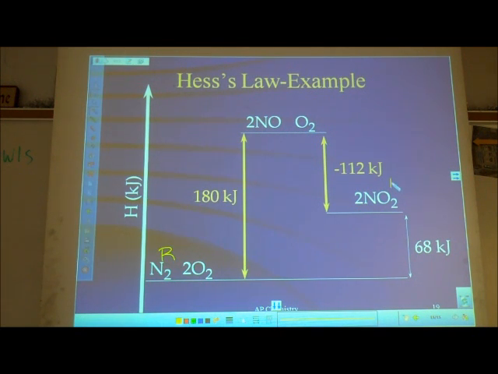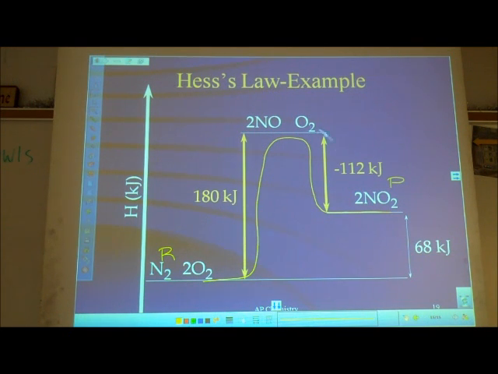Reactants, products. Does that shape look familiar? We've seen these energy curves before. Would this shape indicate an endo or exothermic reaction? Endo. It's generally uphill. Products are higher than reactants. That's by definition endo. Okay?